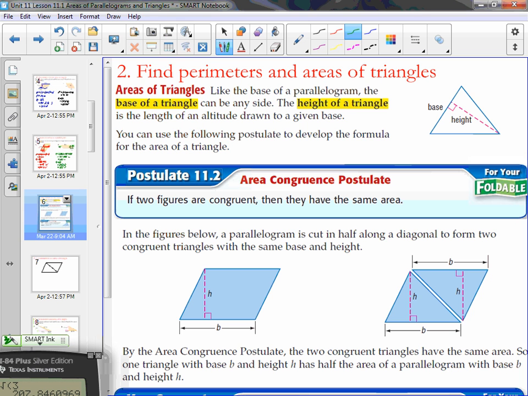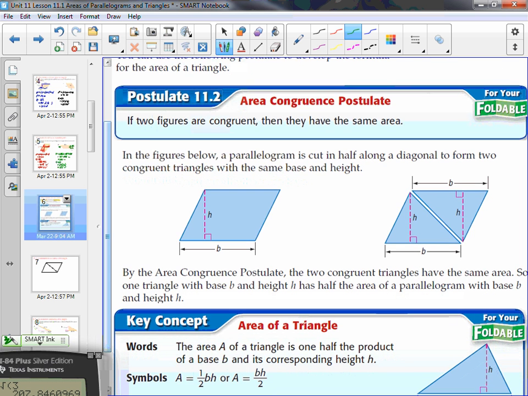All right, triangles. Like the base of a parallelogram, the base of a triangle can be any side. The height of a triangle is the length of an altitude drawn to a given base. The height is the length of an altitude. An altitude starts at a vertex and is perpendicular to the base. So like we just found out with parallelograms, sometimes you have to choose wisely. Choose as your base a side that you can draw an altitude to and get its length. Okay? So, identifying the base and the height, we'll have to get pretty good at that.